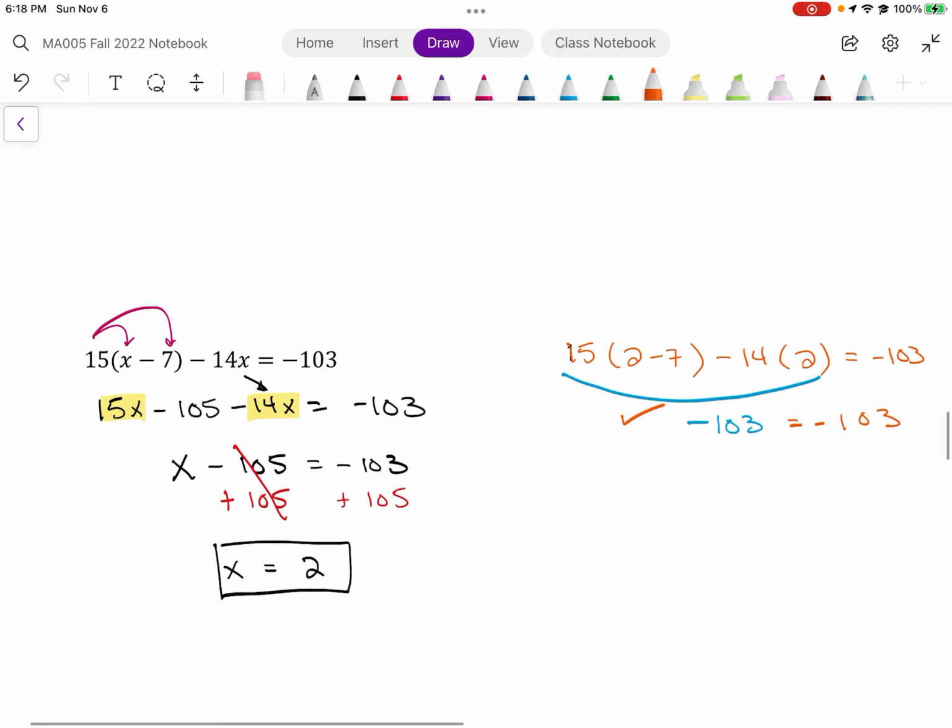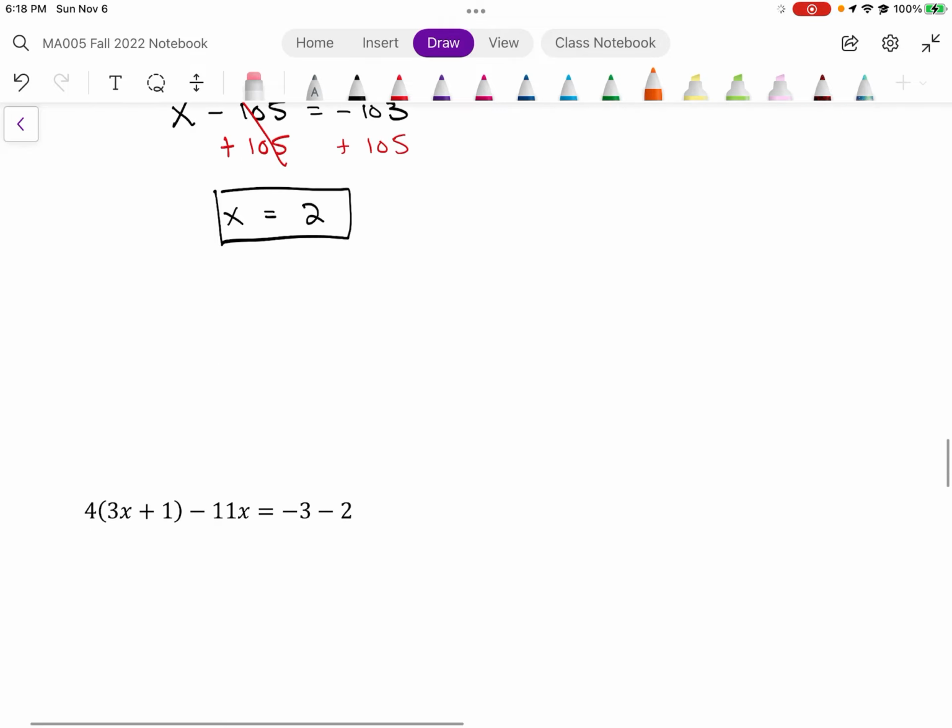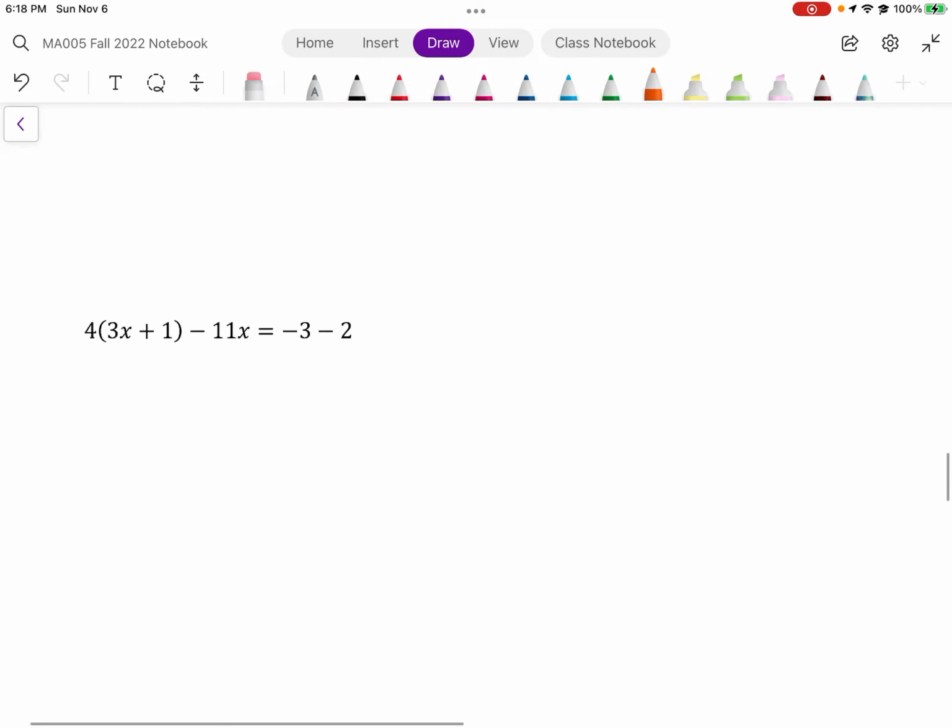All right, next one. So go ahead and try this one. You're going to distribute and combine like terms and solve for x.